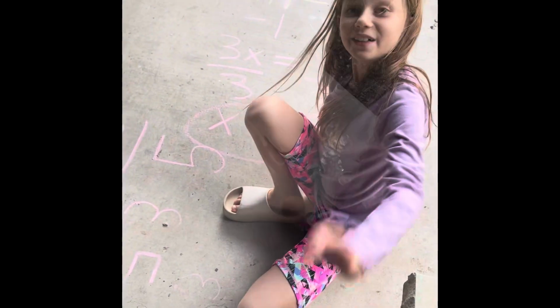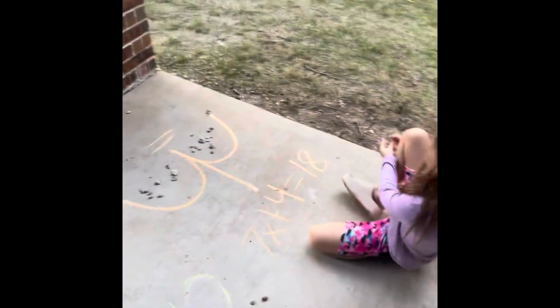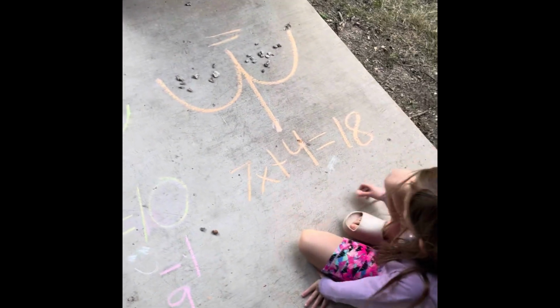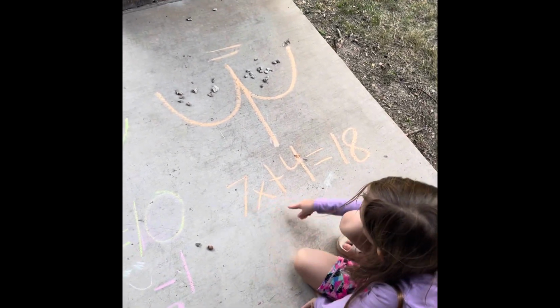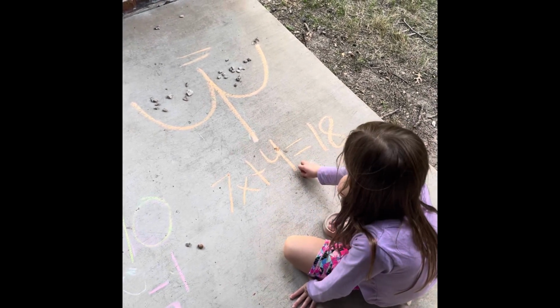Good job. All right, we're going to do one more problem. Get your piece of chalk right here, please. All right, so what do we do first? So first, 7x plus 4 equals 18.